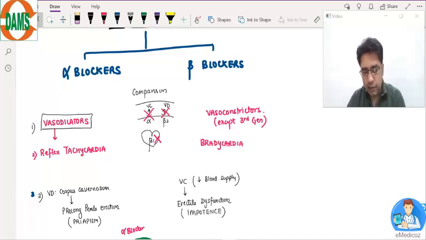Can beta 2 agonists prevent diarrhea? They are not used in the prevention of diarrhea.